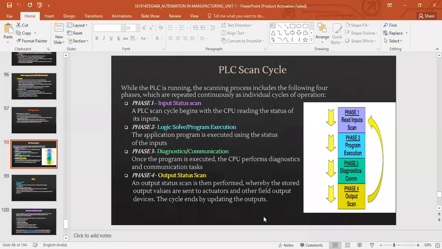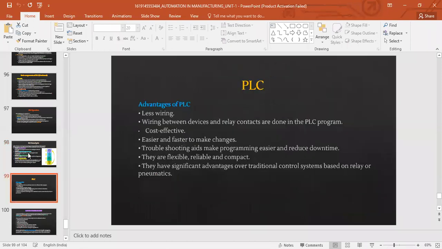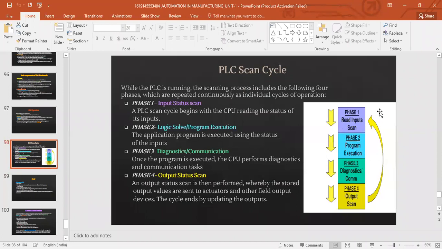So whatever values have been sent to the output, after the program has been solved, right, executed, the values will be sent to the output devices, right? So the condition of those outputs will be taken, so that it can be recorded, and then that will be stored for future use, because we want to know the status of that input output device. For example, if the motor is on or off, like that. So those were the four phases.